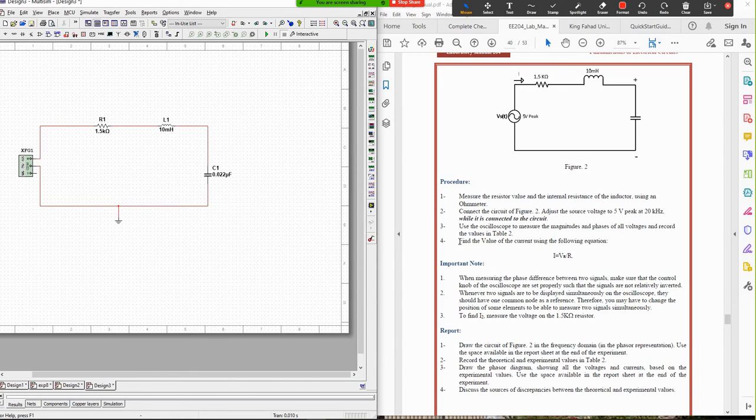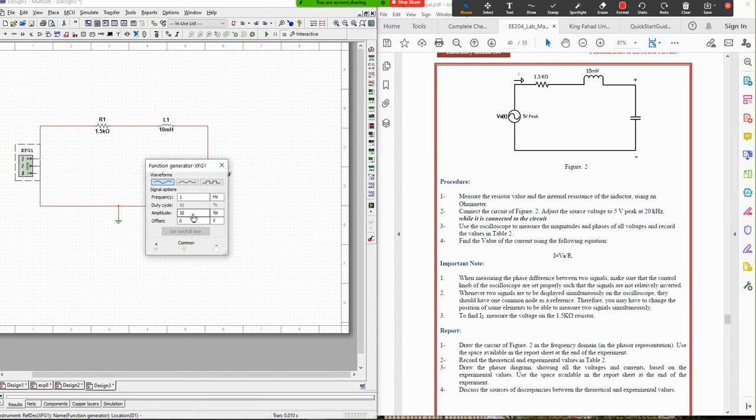What next? Connect the circuit of figure 2, adjust the voltage source to 5 volt peak. Then we go back to the function generator, we double click on it, we change the voltage to 5 volts, and change the frequency to 20 kilohertz. We change this to kilohertz.